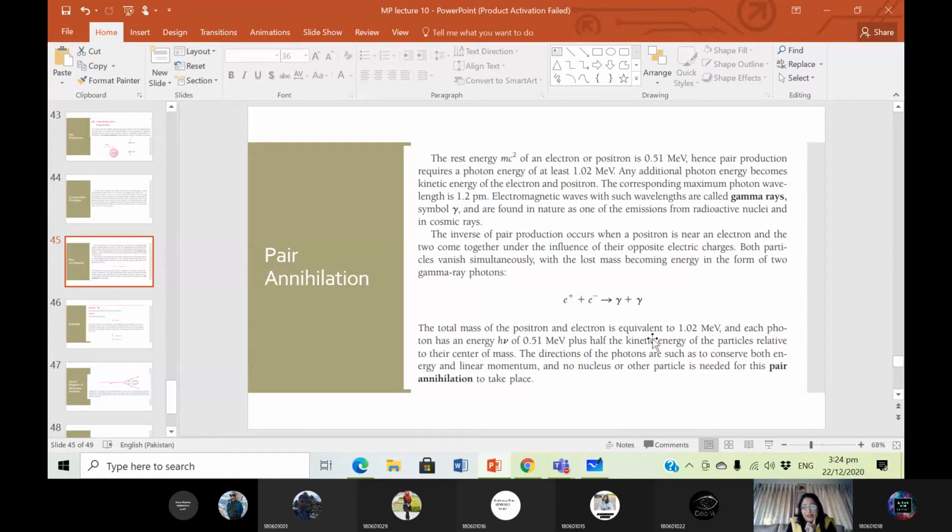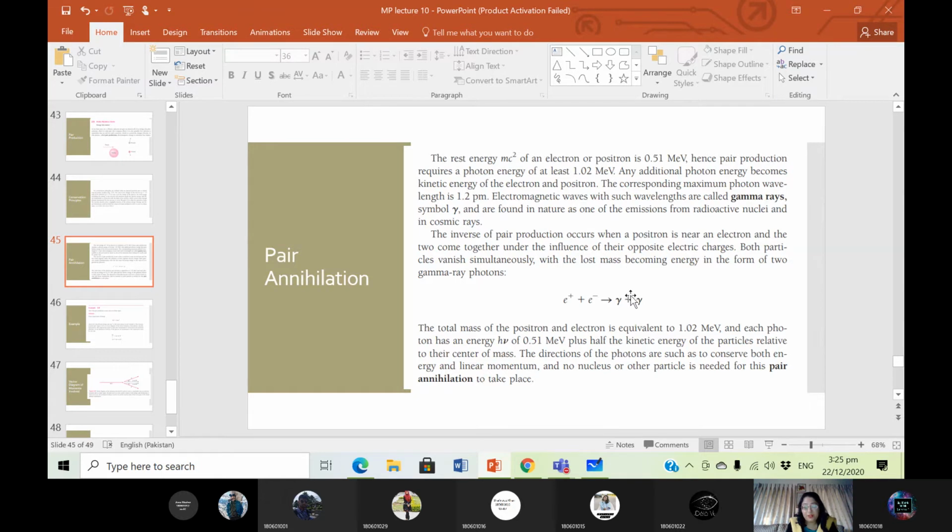The total mass of the positron and electron is 1.02 mega electron volts. Okay? Mass in the form of energy. And each photon has an energy of 0.51. As we mentioned before, each of the electron and the positron has a rest mass of 0.51 mega electron volts.